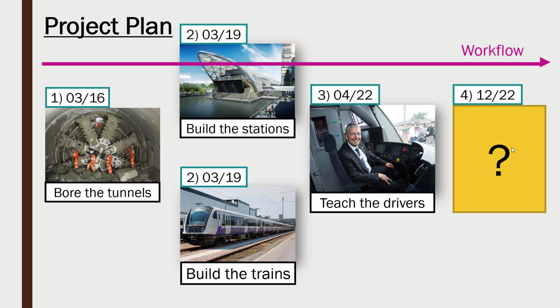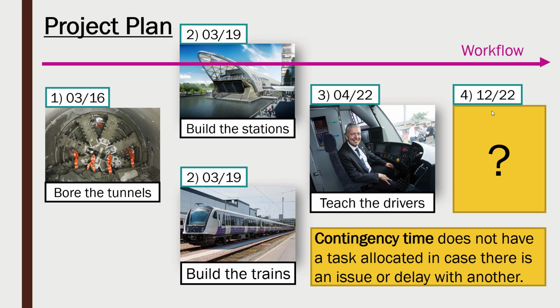So this question mark here, number 4 on our task list, is contingency time. Contingency time is a really, I would say, essential task to plan into your project plan. And really the task is no task. A contingency time is a set of time which does not have any task allocated to it. So here we've got 8 months in this example allocated to nothing. Essentially this time is free in case there is an issue with another task.